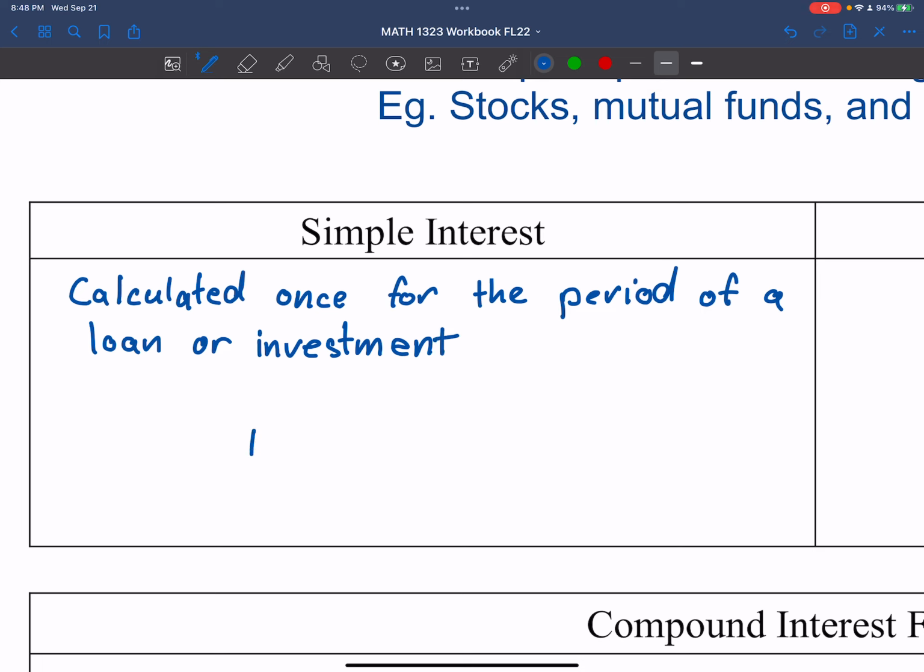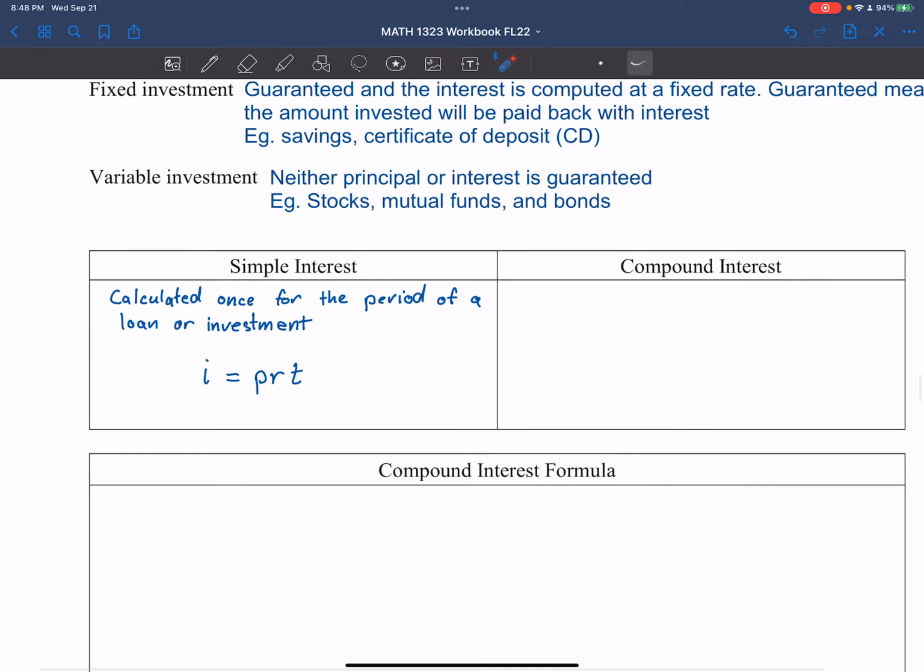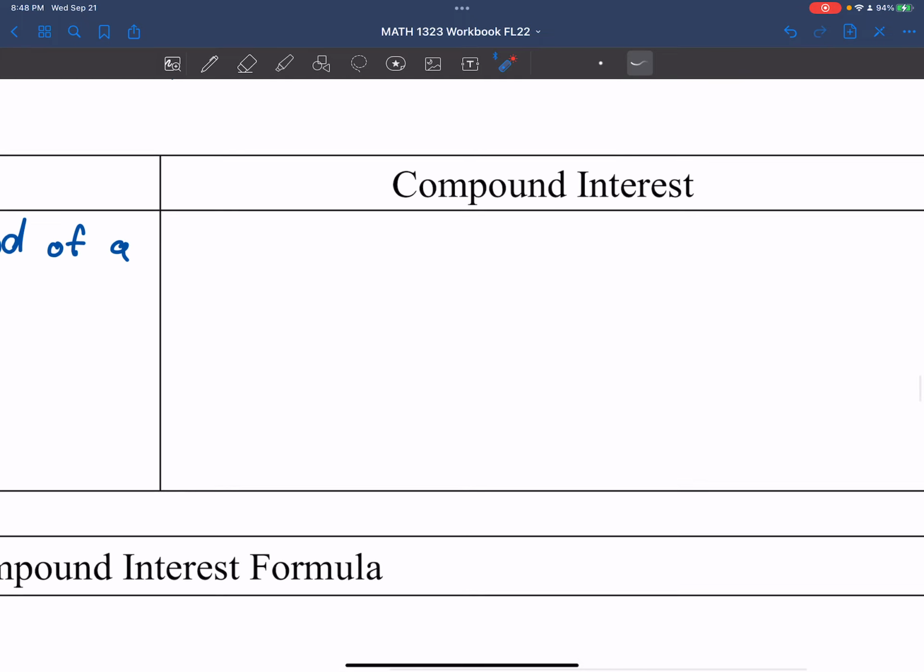Of course, we learned about this last class. I is equal to P times R times T. So we will calculate how much interest this investment or loan gets one time for the entire period of the loan. And again, the period is just related to how long or how much time you borrow the money for or invested it. Compound interest has a little bit more computation to do.